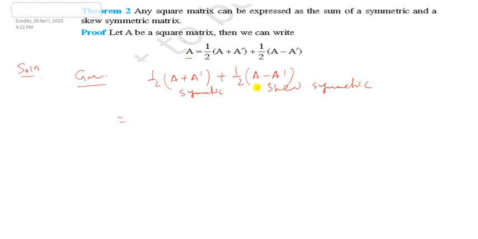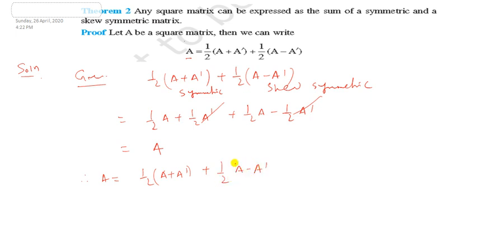So now let me see whether the sum of this will give me A or not. If I open the bracket, it will be half of A plus half of A' plus half of A minus half of A'. Here these two are identical terms, they get cancelled. Half of A plus half of A will be equal to A. So therefore I can express A as half of (A plus A') plus half of (A minus A'). This part is the symmetric part and this part is nothing but the skew symmetric part.